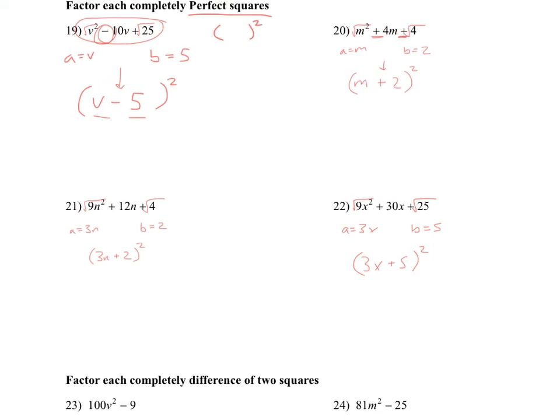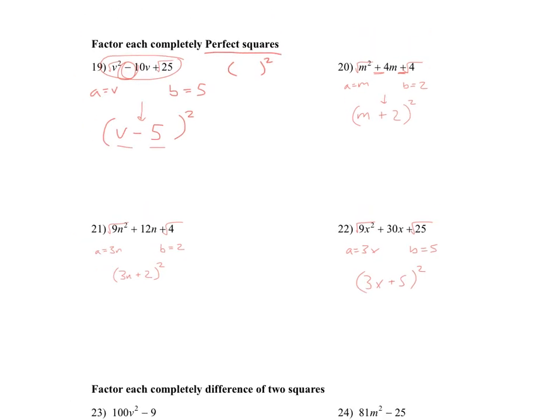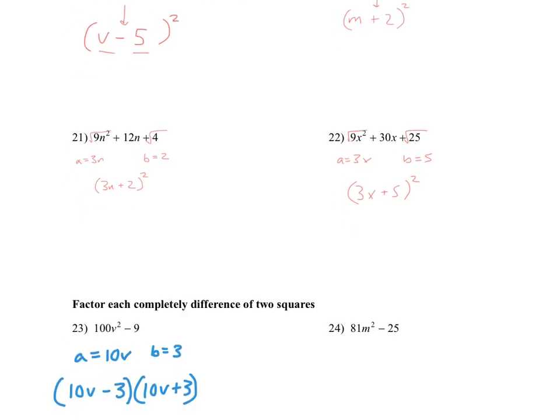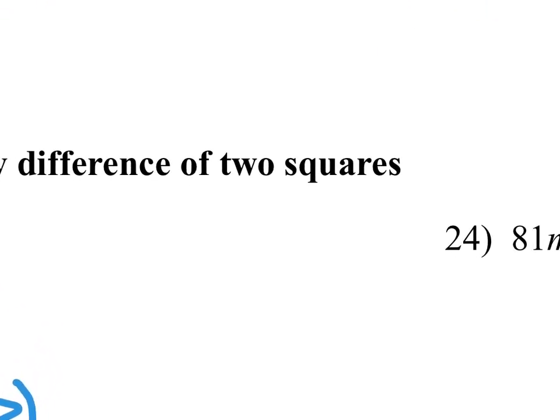So any questions on these with the perfect squares? So remember, perfect squares are just one parentheses squared. And for our next section, factoring using the difference of two squares, it's going to be 2 parentheses. So remember, when you see this 2, we're doing 2 parentheses.